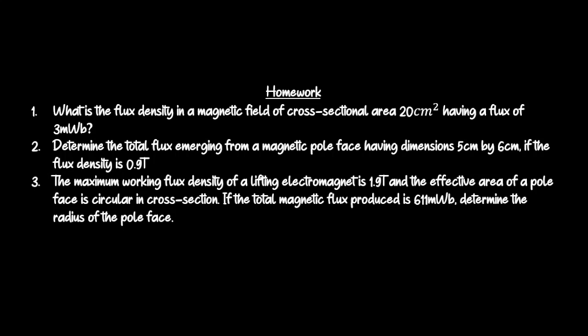Number 2, we have to determine the total flux emerging from a magnetic pole face having dimensions 5 centimeter by 6 centimeter if the flux density is 0.9. And also the last one, the maximum working flux density of a lifting electromagnet is 1.9 Tesla, and the effective area of a pole face is circular in cross section. If the total magnetic flux produced is 611 milliweber, we have to determine the radius of the pole face. Okay, so this is the homework that you have on magnetic flux and magnetic flux density. Kindly attempt them and leave your answer in the comment section below.